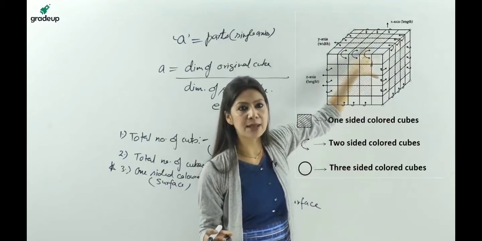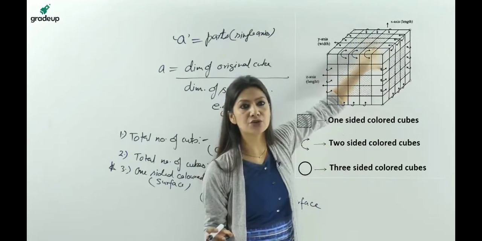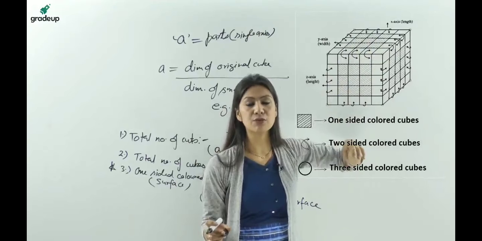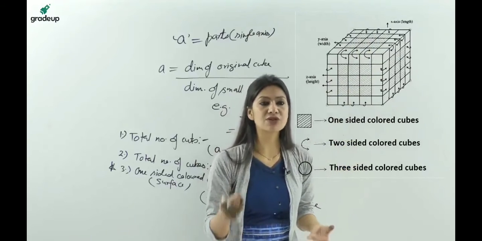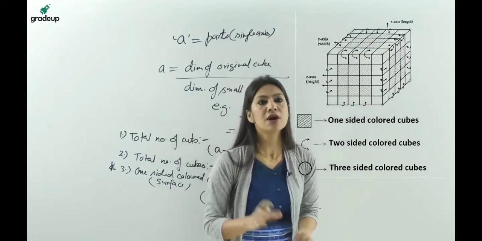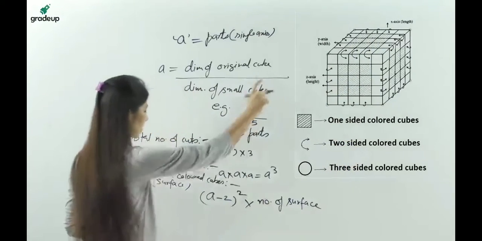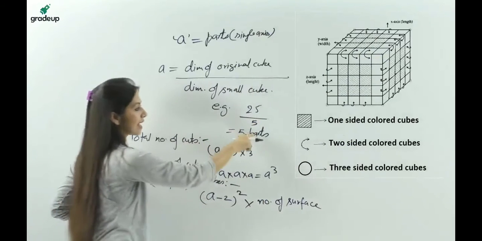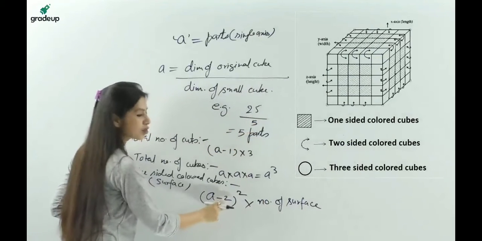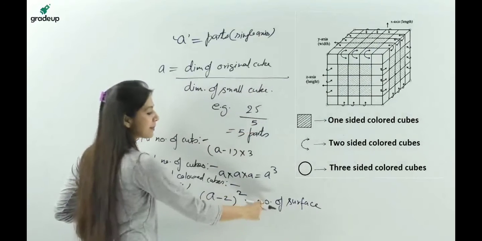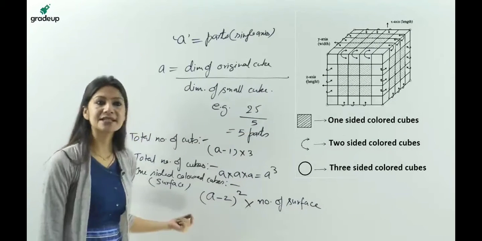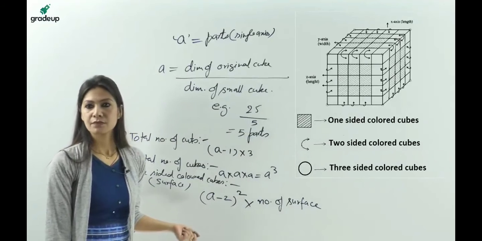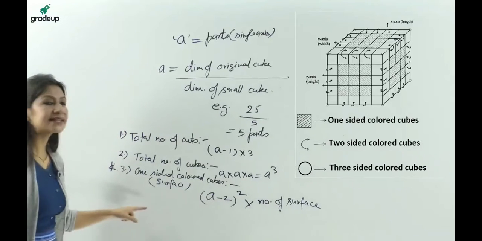And for this example, if you check the middle one, 1, 2, 3, 4, 5, 6, 7, 8, 9 is the number of one-sided colored cubes, because we have overall 6 surfaces. So 9 into 6 will give you 54 as the answer for this question. Otherwise, if you put in the value A for this example, which is right now 5, 5 minus 2 is 3. 3 square is 9, multiplied by 6 will give you 54. Is that clear to everybody or is there any issue? Students, is this clear to you now?